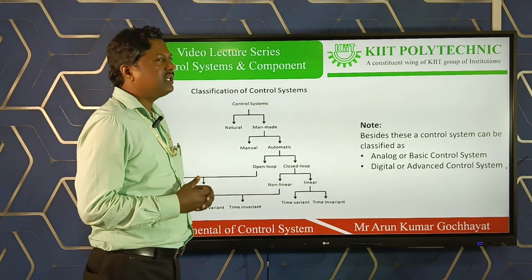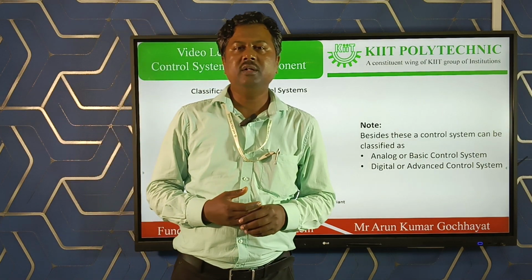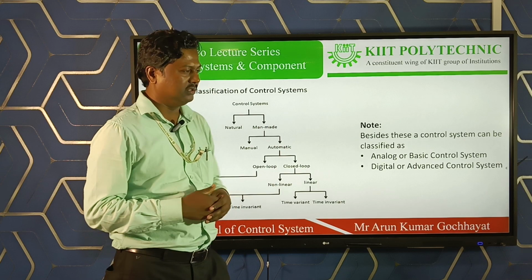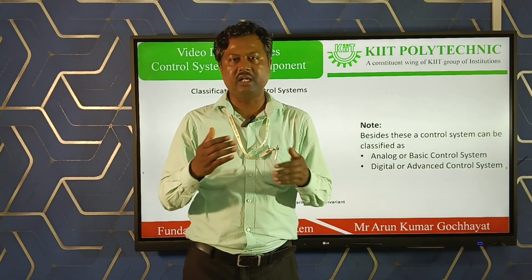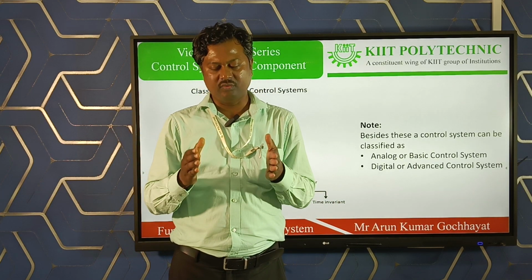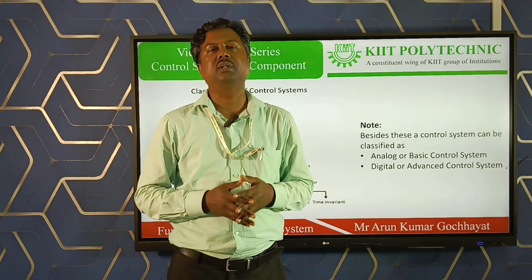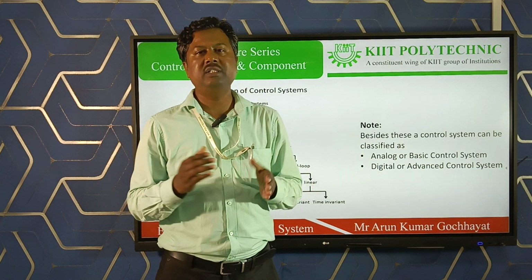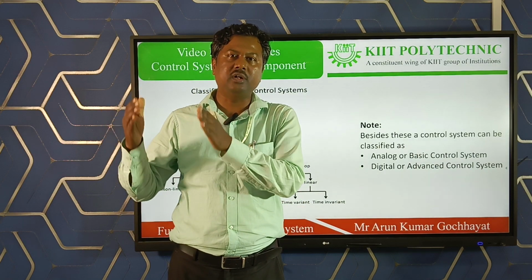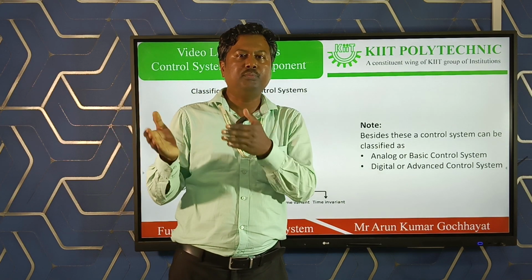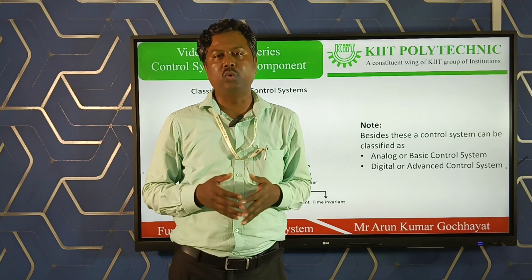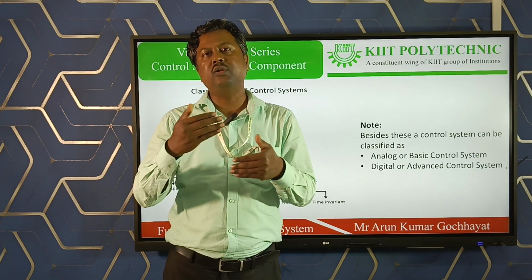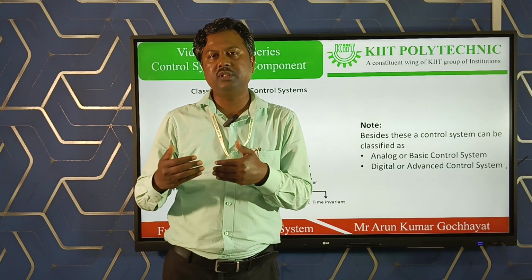Now, man-made systems are manual and automatic. When a man-made system is called manual, we will go through it in the subsequent slides, where we will know what the various components of a control system are. In those slides we will see that there is a process or a plant, and the plant or process is being controlled by a controller. Now, the controller controls the operation of the process or plant.